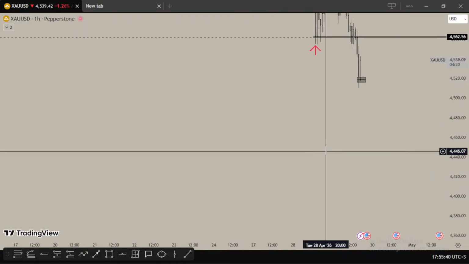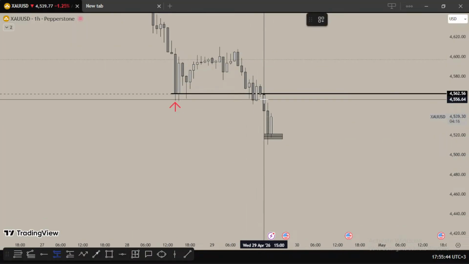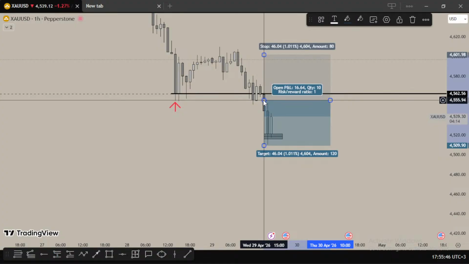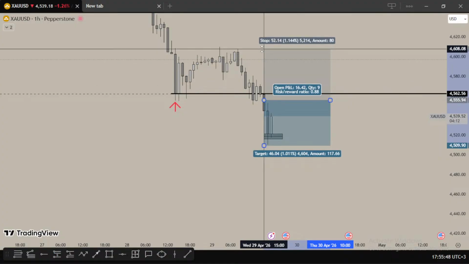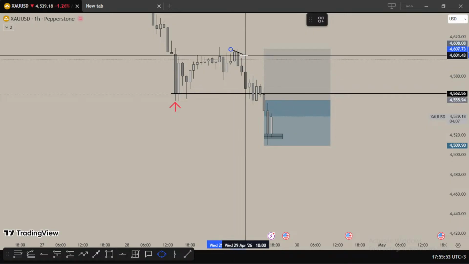Now, I executed the trade. I executed the trade around this area. I think here, the stop loss, I've placed it there based off of this level of sellers.